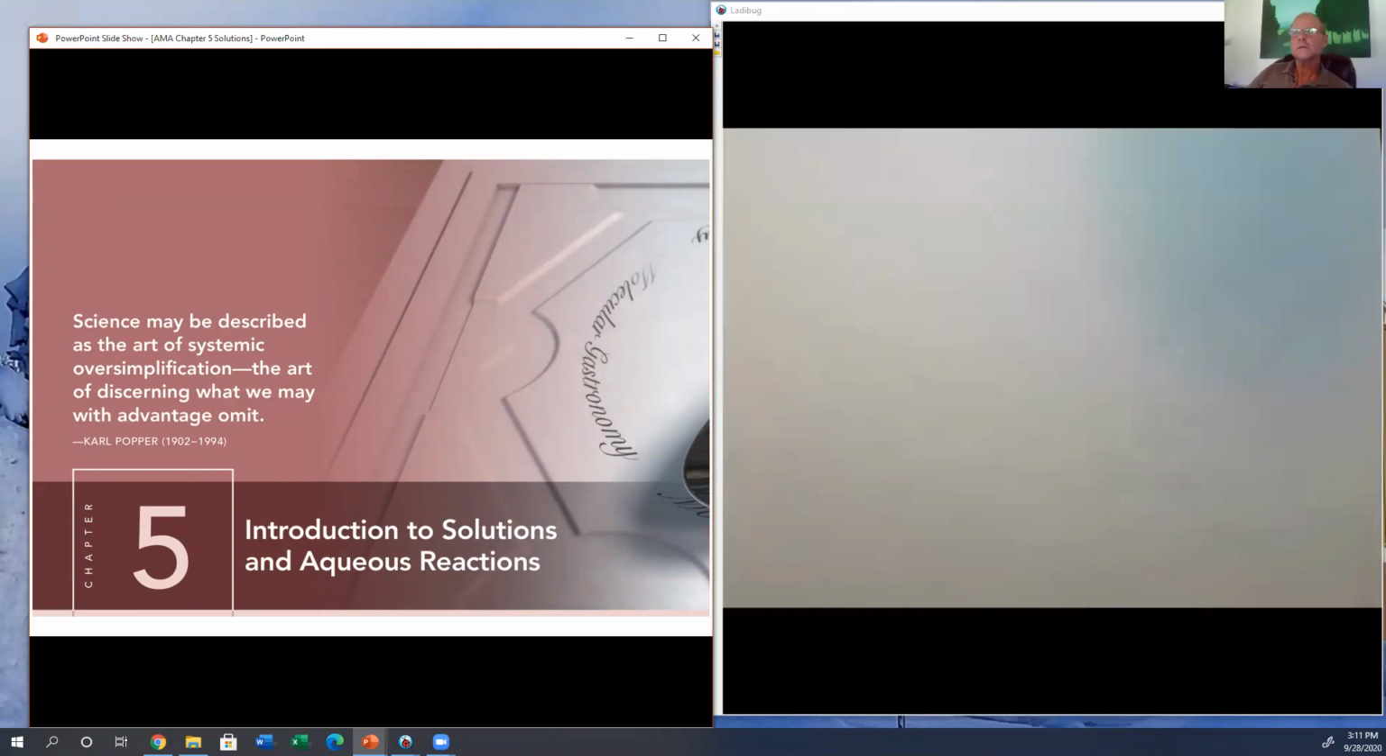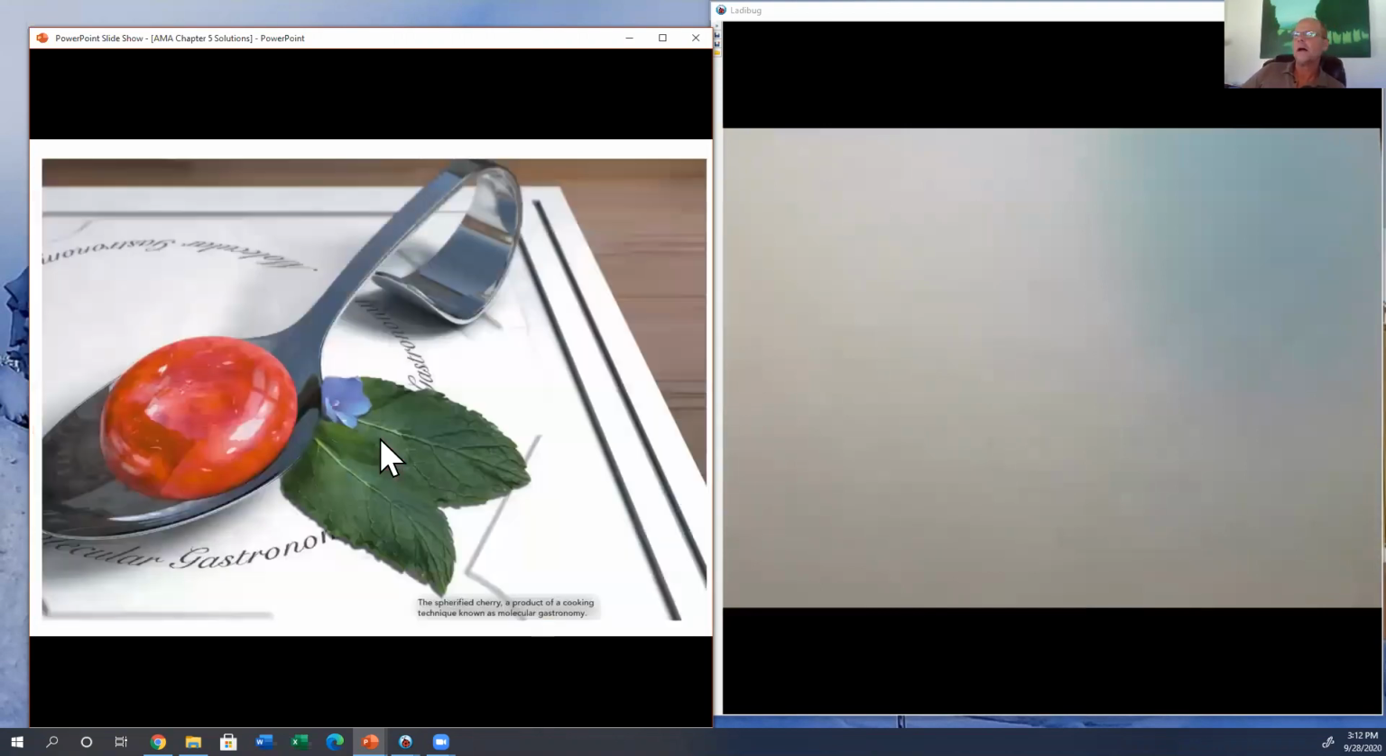All right. Our next topic is going to be solutions and reactions in solution. So I'll just tell you a little bit about this. This is called a spherified cherry. How many of you have ever seen something like this? Anybody? So this is a product of something called molecular gastronomy.